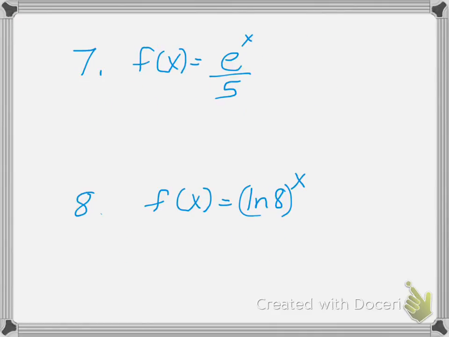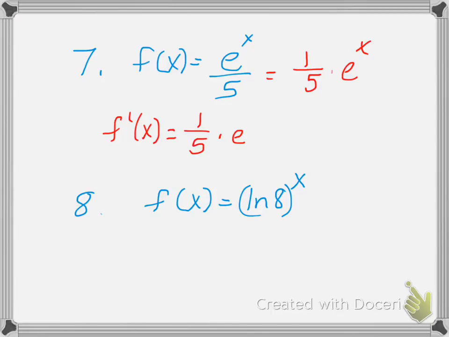Number 7, similar as the others, I like to rewrite it as 1/5 times e to the x. Just think it's easier to notice that way, how to find the derivative. So the derivative is going to be, leave the 1/5, find the derivative of e to the x, which is just e to the x.